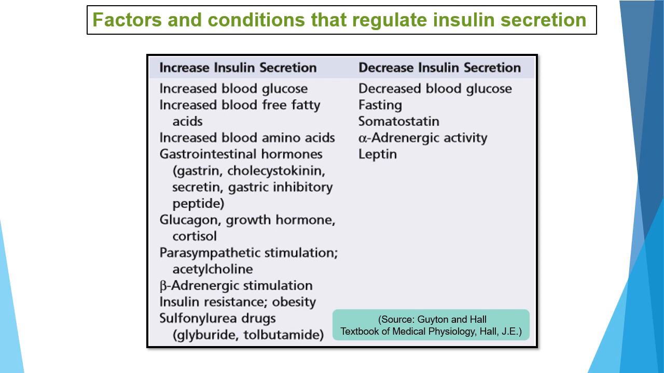Next comes factors and conditions that regulate insulin secretion. Insulin secretion is increased by increased blood glucose, increased blood free fatty acids, increased blood amino acids, gastrointestinal hormones, glucagon, growth hormone, cortisol, parasympathetic stimulation, acetylcholine, beta-adrenergic stimulation, insulin resistance, obesity, and sulfonylurea drugs. Insulin secretion is decreased by decreased blood glucose, fasting, somatostatin, alpha-adrenergic activity, and leptin.